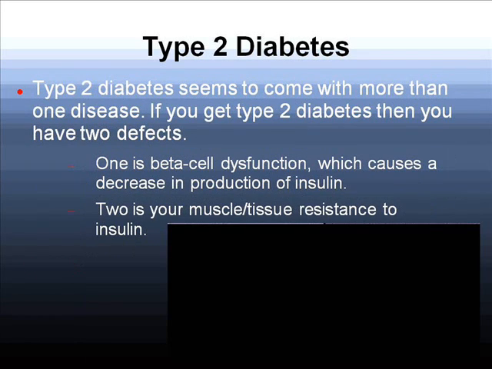Type 2 diabetes seems to come with many symptoms. If you get type 2 diabetes, then you have 2 defects. One is beta cell dysfunction, and the second is that your muscle tissue is resistant to insulin.